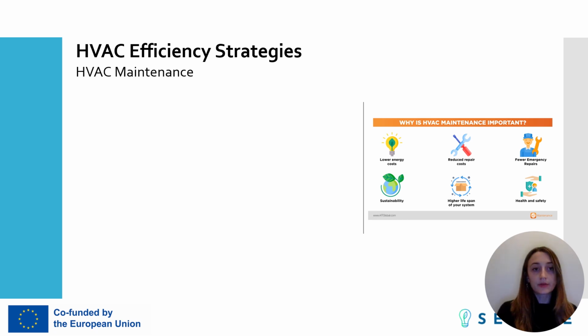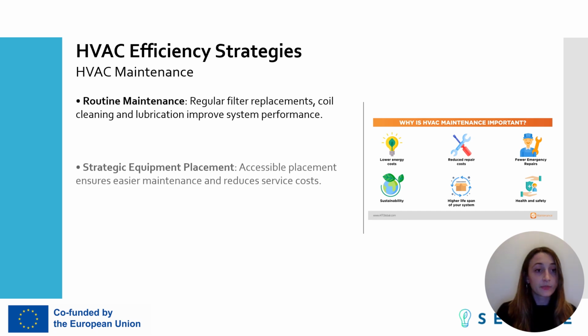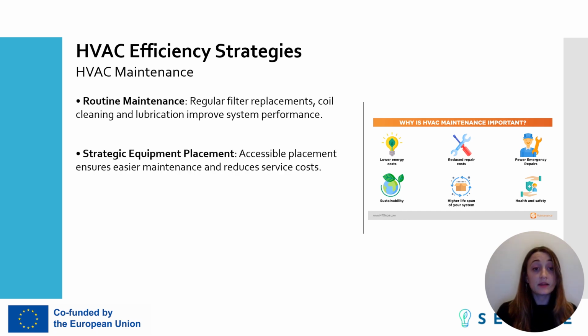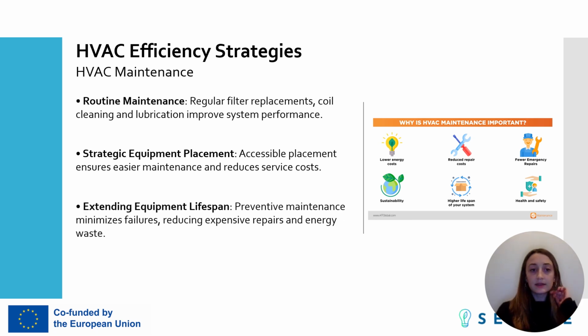Another important part for keeping our system as efficient as possible is constant maintenance. It's important to have regular filter replacement, coil cleaning, and lubrication to improve system performance. The placement of the equipment is also important in order to make maintenance as easy as possible and reduce service cost. In order to extend the equipment lifespan, preventive maintenance minimizes failure, reducing expensive repairs and energy waste.